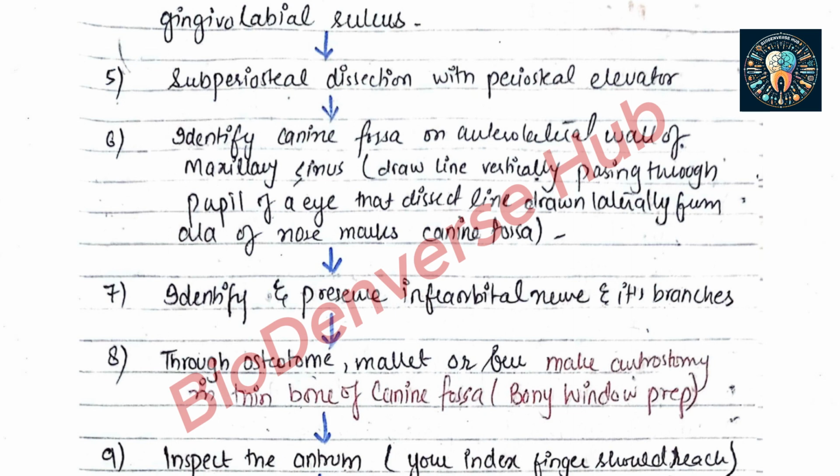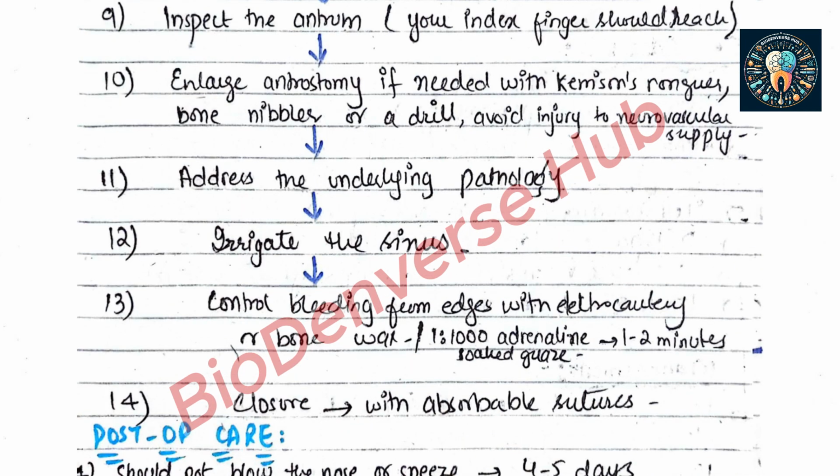After identifying the canine fossa, you need to preserve the infraorbital nerve and its branches. Now, after that, using an osteotome, mallet or burr, you need to make an antrostomy, that is, an opening into the sinus in the thin bone of the canine fossa, also known as bony window preparation. After that, you need to inspect the antrum with your index finger.